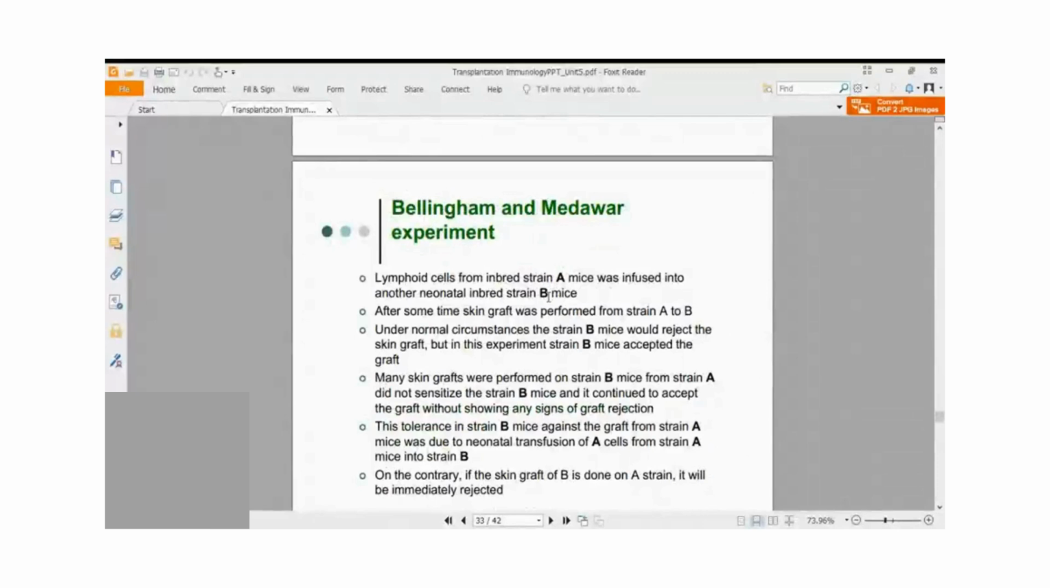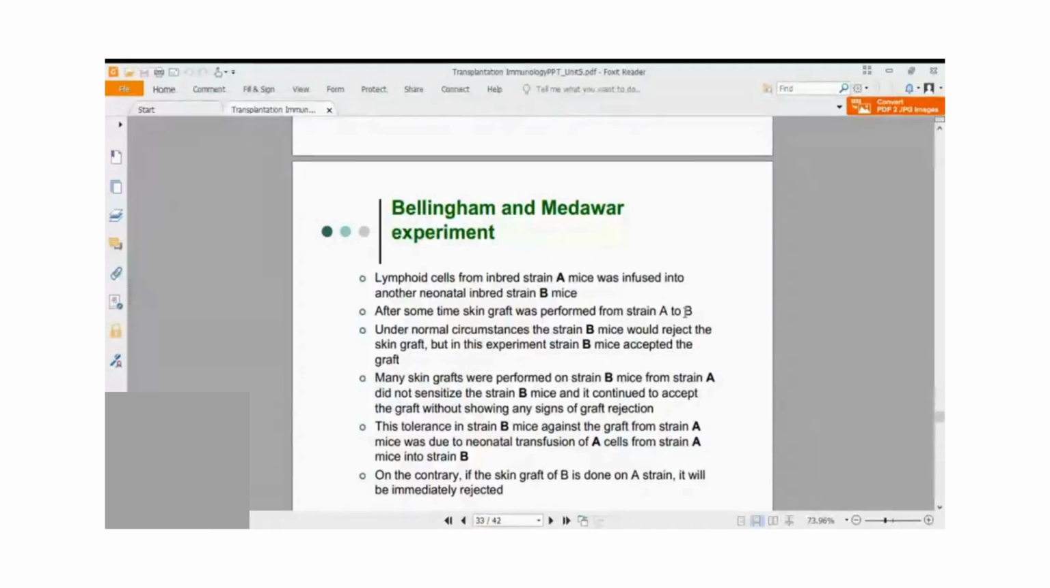Then these mice were allowed to grow. After they are grown, the skin graft from the A was transplanted onto B. Please try to keep track of this experiment. The lymphoid cells of A strain were transfused into the B strain at the neonatal stage, meaning young, newly born mice at that stage.